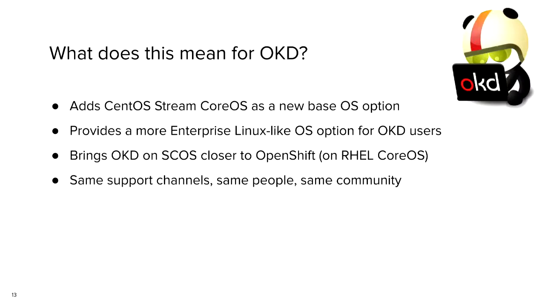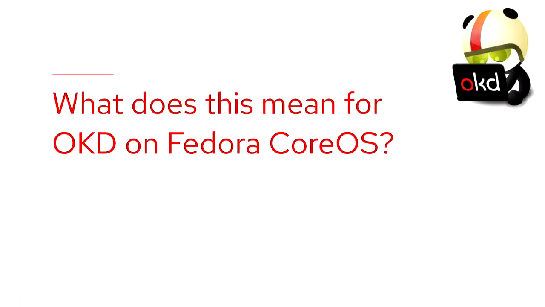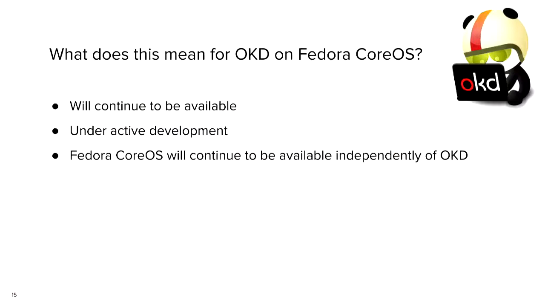It's still the same community, it's the same people, same support channels. And so some people might be worried, well, what's going to happen with Fedora CoreOS? And the short answer is nothing. Nothing changes. Everything will remain the same as it is today. It'll continue to be available. It will continue to be under active development, and Fedora CoreOS will still be available independently of OKD. And actually, I should have probably mentioned that as well, that SCOS will also be available independently.